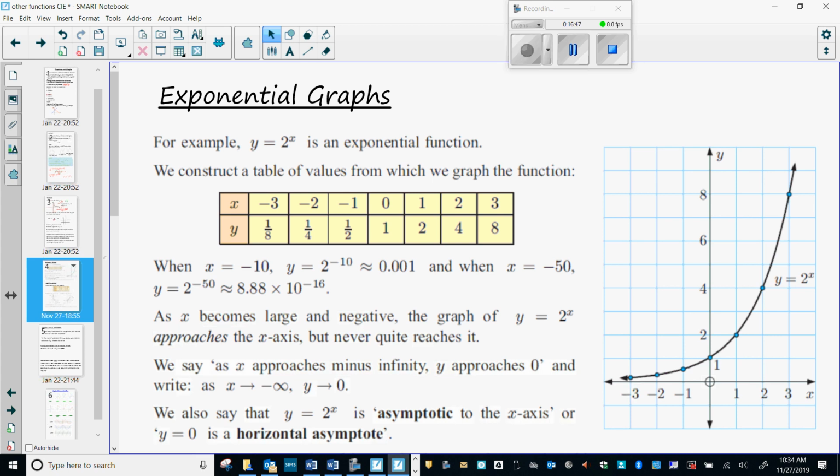Now, please remember that if you're asked to draw any kind of graph, you can always set up a table of values like this. Okay? So if you were asked to draw something, you can set up your table. Or you have your graphical calculators, you can input the values into there.